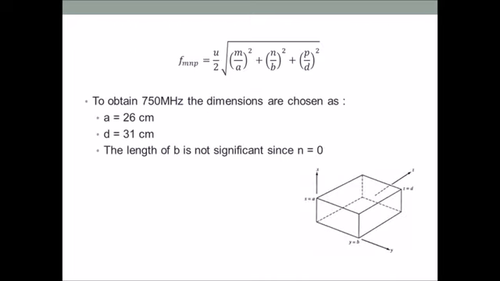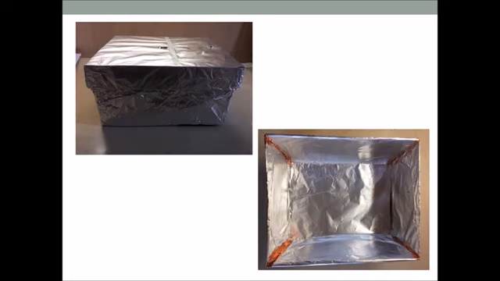The dimensions of the cavity resonator are determined by trial and error from the resonant frequency formula that can be seen here. The two lengths are 26 and 31 centimeters, and the third dimension is not really important because n is 0. The final form of the cavity resonator can be seen here. It was important to make the wall smooth and cover the box completely with aluminum.